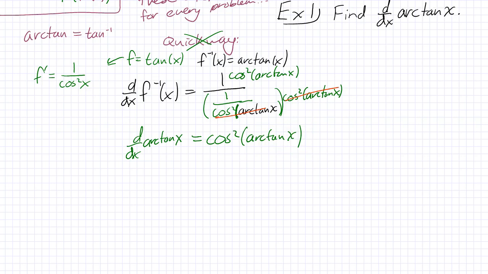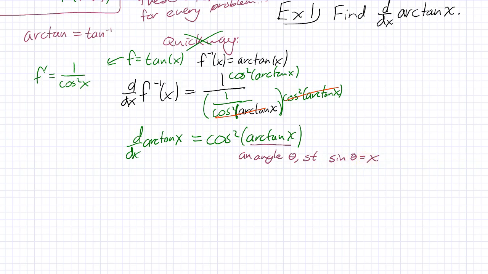And then the question is how to simplify this, because this is a really ugly formula. There's two ways to think about it. One way is to draw a right triangle where arctangent of x is an angle. Because remember what this notation means. Arctangent of x is an angle with the property that tangent of that angle should equal x.